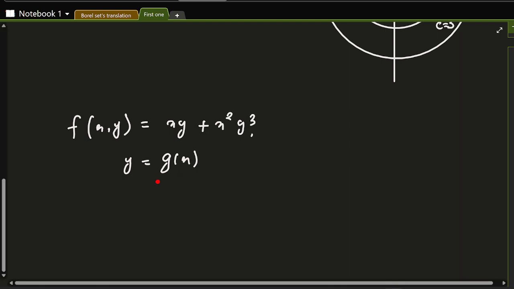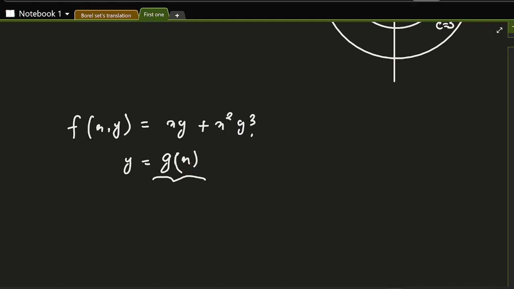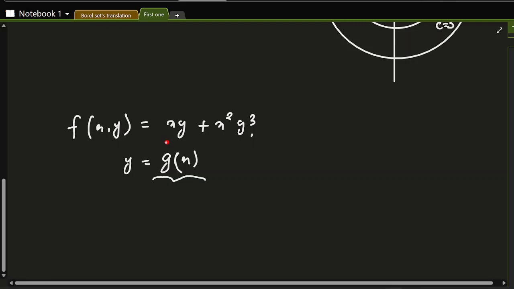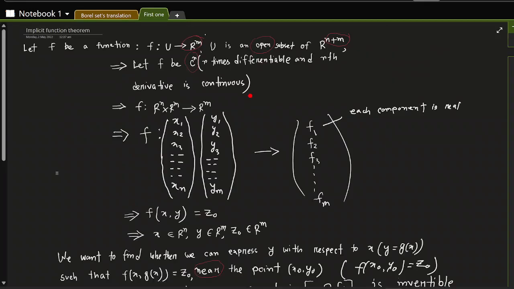Although it doesn't help us find the function g of x itself, rather it helps us find all the necessary information that we need about this function, such as its existence, its uniqueness, its differentiability, etc. We will come back to this function later in this video and analyze it very rigorously once we have had a good grasp of the implicit function theorem.